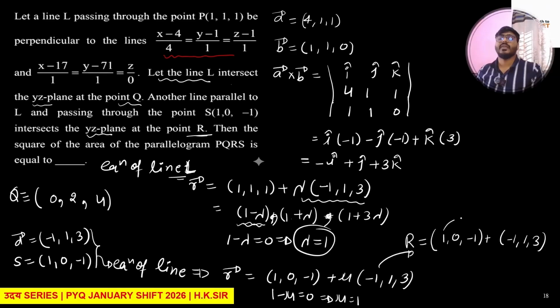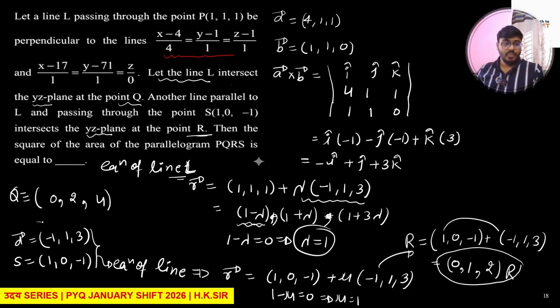So the x coordinate, 1 minus 1, is 0, and the y coordinate, 1, and the z coordinate, minus 1 plus 3, is 2. So this is point R. This is point Q.